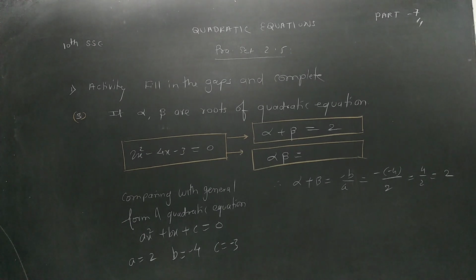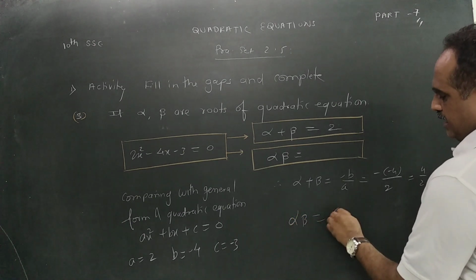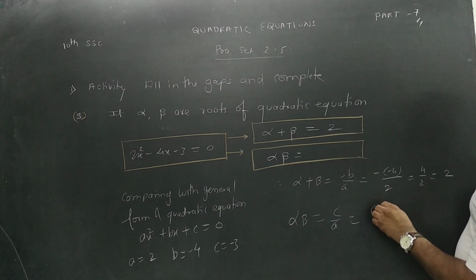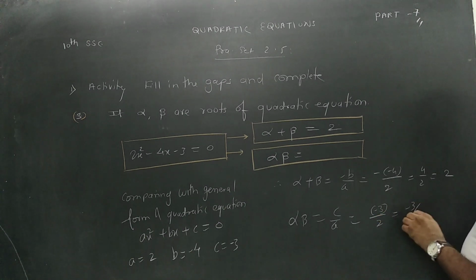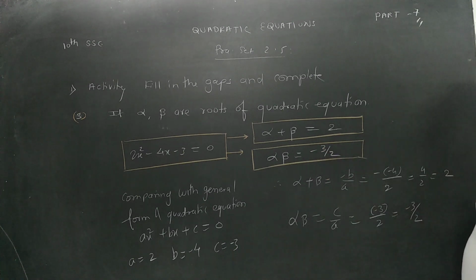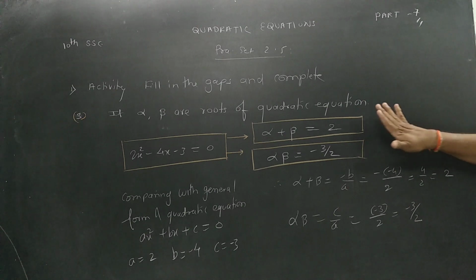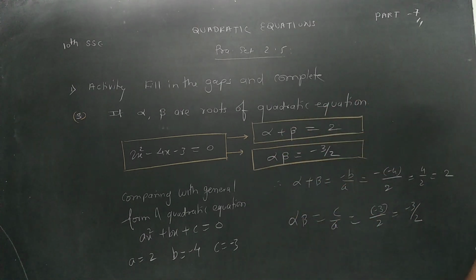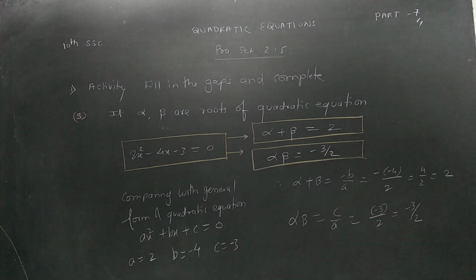Is it right? And alpha into beta is equal to c upon a, that is -3 upon 2. Your answer is -3 upon 2. But if you don't know this formula, then we are not able to do it. If you are doing this type of activity, you should show which formula you apply. It will always be better. Please comment on this answer now.